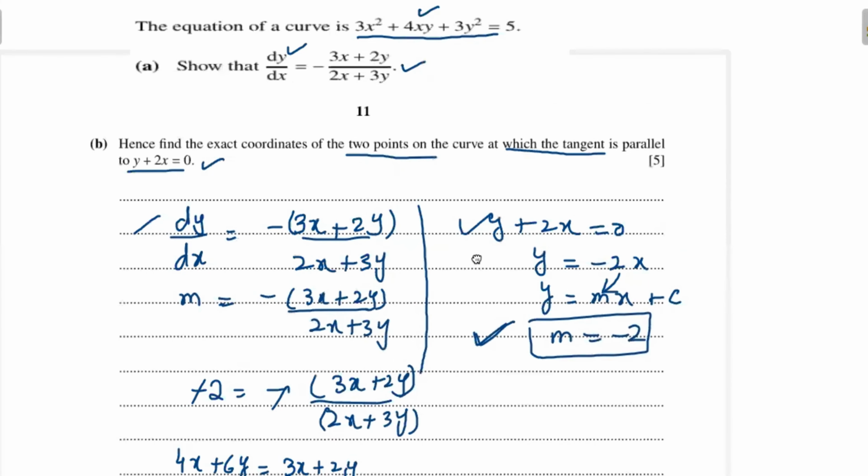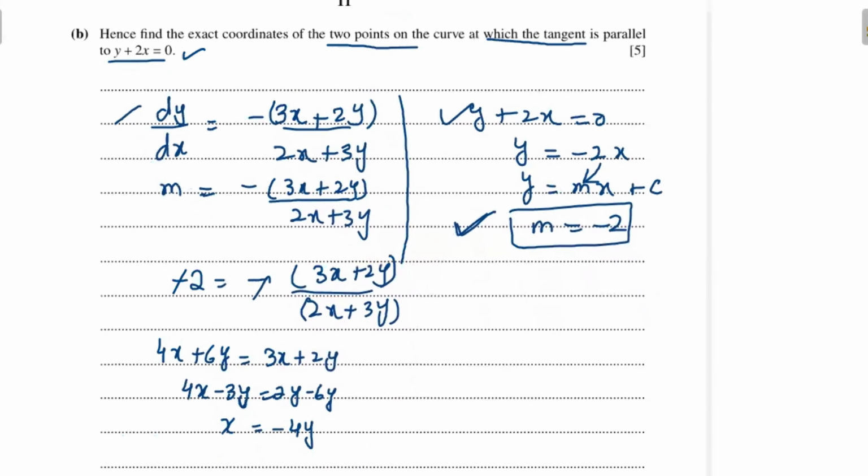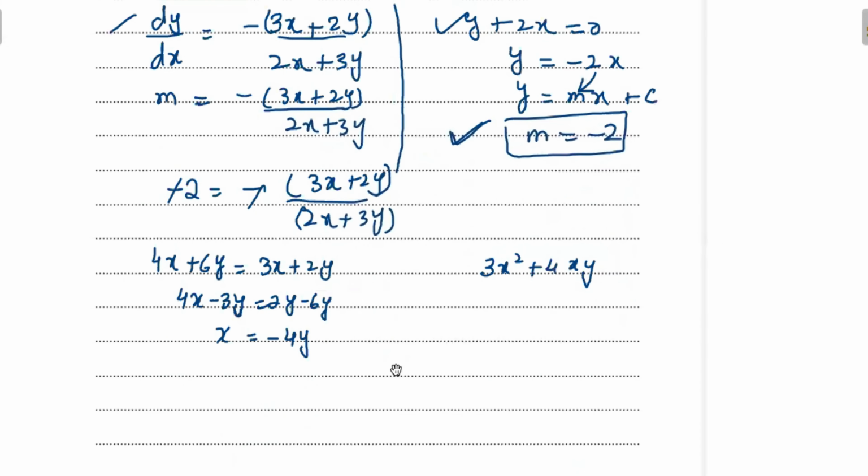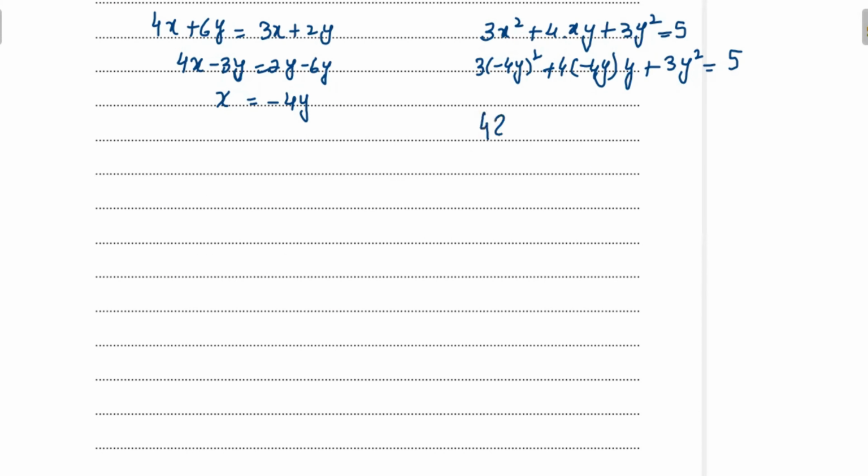And this equation is 3x squared plus 4xy plus 3y squared equals 5. Now we put the value of x in this equation. We get 3 into (minus 4y) whole squared plus 4 into minus 4y, and y is written as it is, plus 3y squared equals 5. 48y squared, 4 times 4 is 16, minus 16y squared plus 3y squared equals 5. Now we write it as 48 plus 3, 51, minus 16. That is equal to 35y squared equals 5.